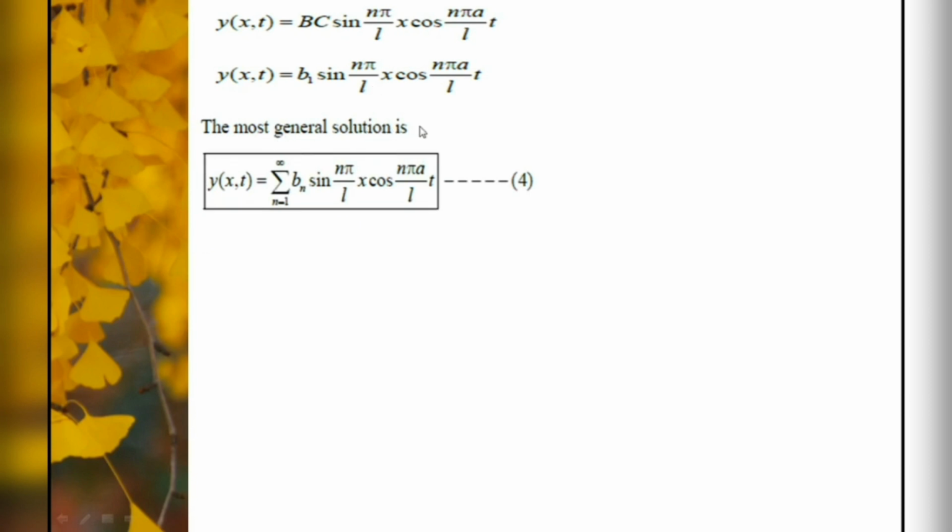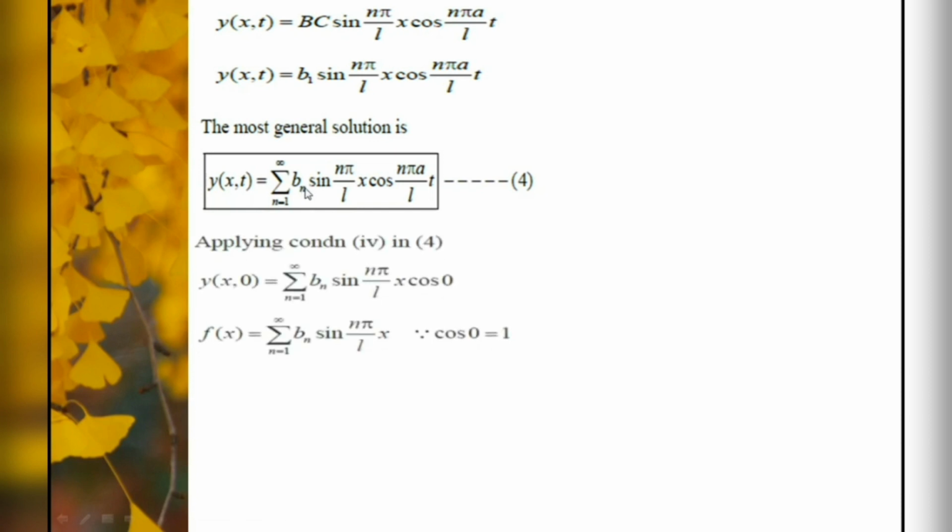So now the solution becomes y of x comma t equal to B into C into sin n pi x by L into cos n pi at by L. Now in this, let us replace this by a single constant B1 into sin n pi x by L into cos n pi at by L. See, as per the principle of superposition, any linear combination of this is a solution to the one-dimensional wave equation, and hence by the superposition principle, we write the most general solution as y of x comma t equal to summation n equal to 1 to infinity Bn sin n pi x by L into cos n pi at by L. Now this equation 4 is going to be our solution.